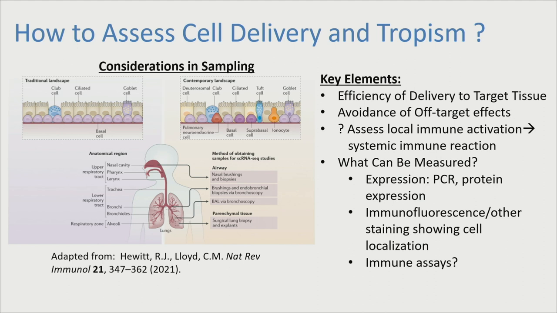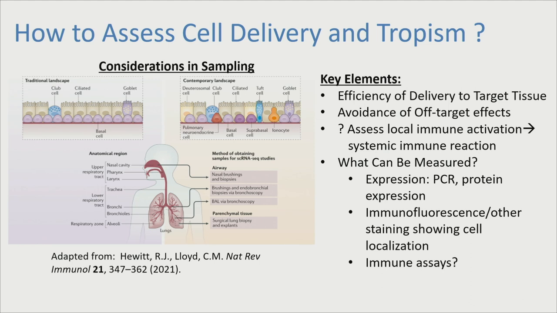But suffice to say that there is a changing landscape of the necessary cell to deliver into the lower airways, including the recent discovery of ionocytes and other cell types, which may play a key factor in the delivery and efficacy of cells depending upon the delivery to those particular types of cells. And so the efficiency of this delivery is necessary to prove as an efficacy endpoint in early phase trials, as well as avoidance of off-target effects.